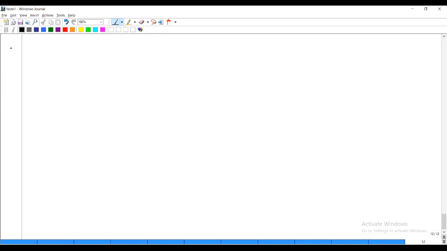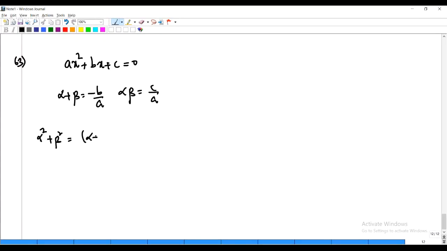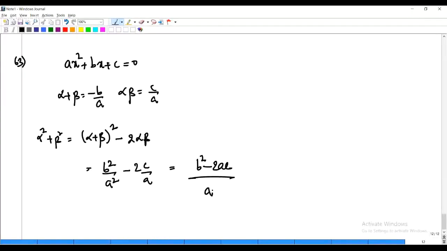Alpha, beta are the roots of the equation ax square plus bx plus c is equal to 0. Alpha plus beta is equal to minus b by a. Alpha beta is equal to c by a. Alpha square plus beta square is equal to alpha plus beta whole square minus 2 alpha beta, which is equal to b square by a square minus 2c by a, which becomes b square minus 2ac by a square is the answer.